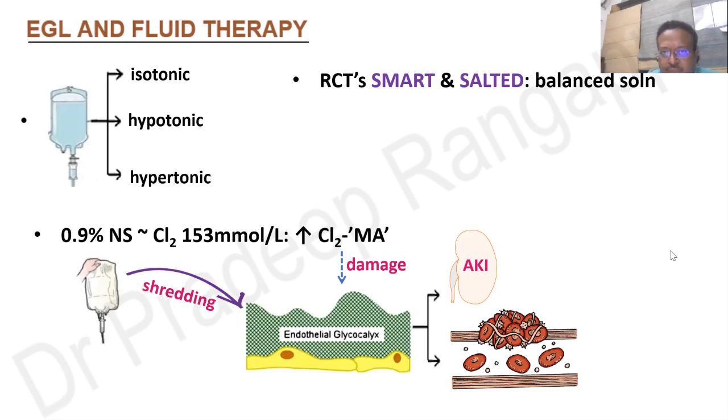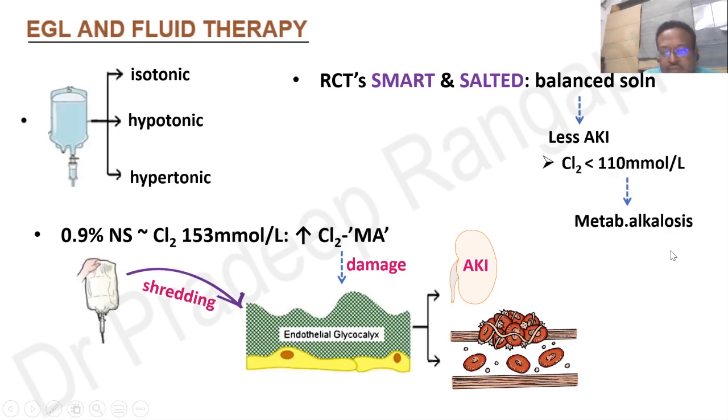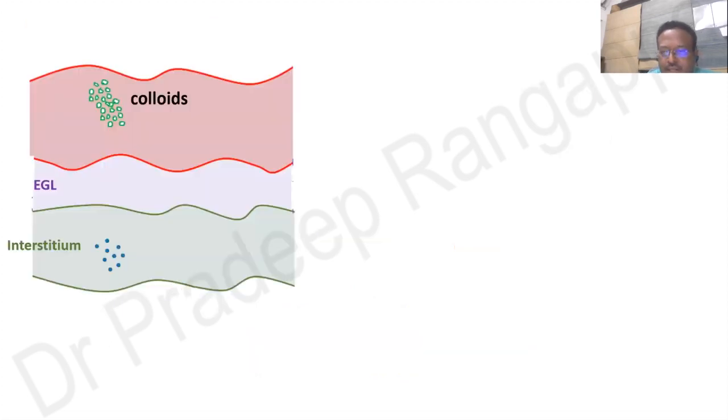Multiple trials like SMART and SALT have shown that balanced solutions may be the way to go, which causes less acute kidney injury. But even there, it has been shown that increased chloride administration, beyond 110 millimoles, can lead to metabolic alkalosis. Colloids have been found to have some advantage in remaining in the intravascular space, and the low albumin.